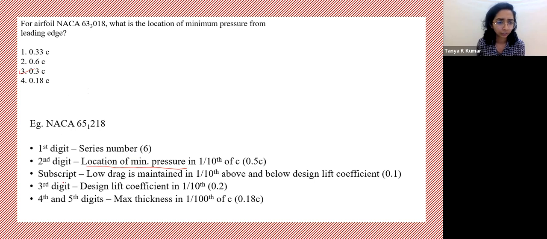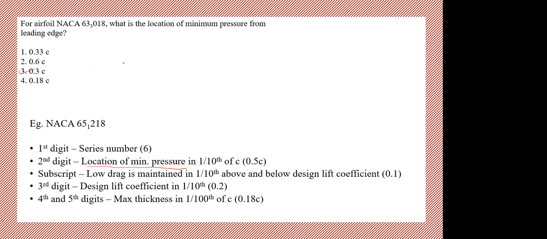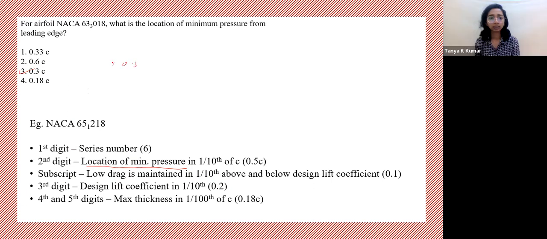Okay. So let's try to find out the other parameters also. The low drag is maintained in 1/10 above and below design lift coefficient. So in this case, what will the value be? The subscript is 3. So that will be 0.3 plus or minus 0.3 from CL design. That is where you have low drag or favorable conditions maintained.